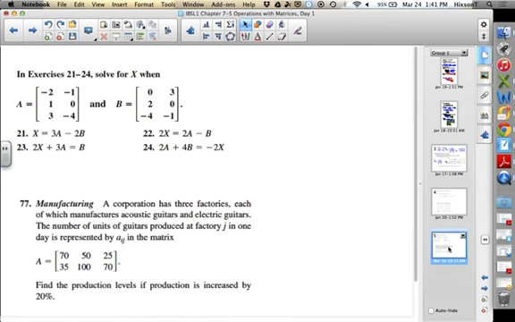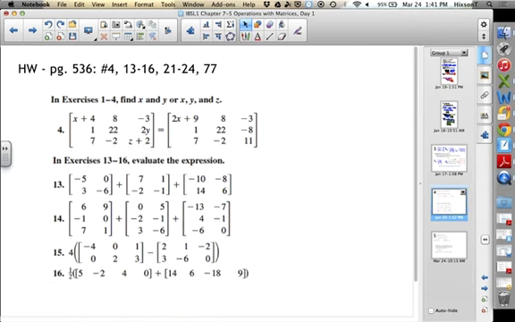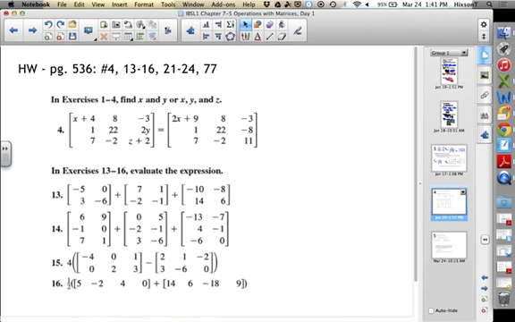21 to 24 are interesting because there we're solving for matrix X. So you're going to get an answer in the equation, but it's going to be a matrix. And then 77 is a quick application problem. Go ahead and get started with this: number 4, 13 through 16, 21 to 24, and then 77.